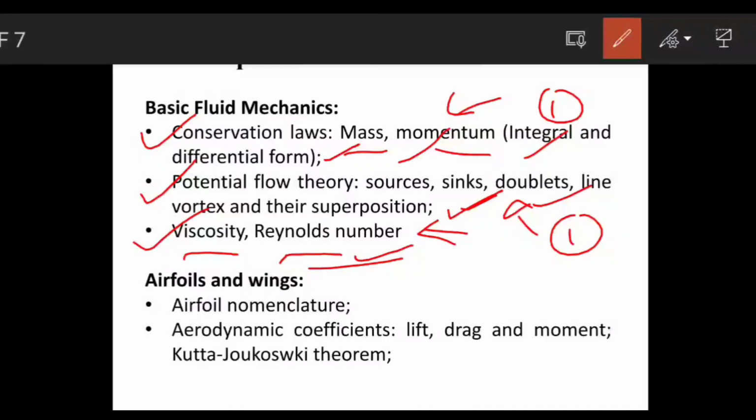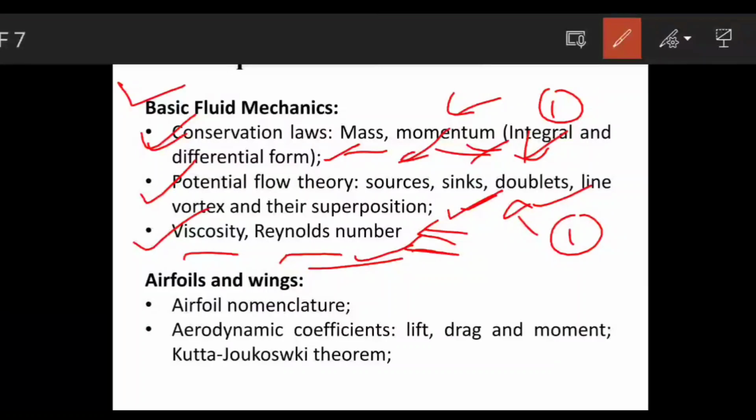And superposition in potential flow theory. Basically, you can find one-mark questions in conservation laws and potential flow, like source, sink and doublets, and then you can find some questions on Reynolds number. So this is basic fluid mechanics.